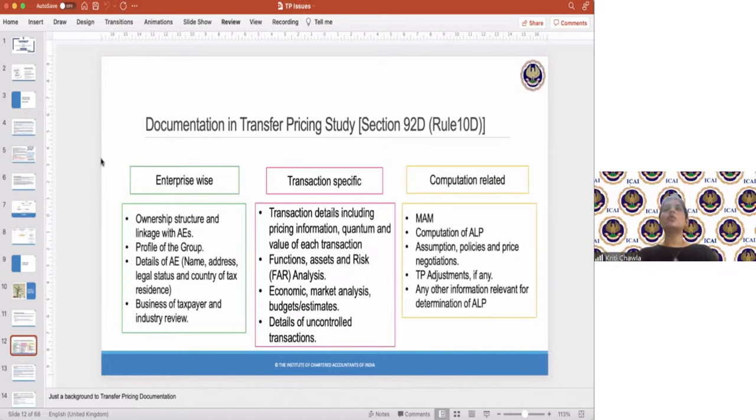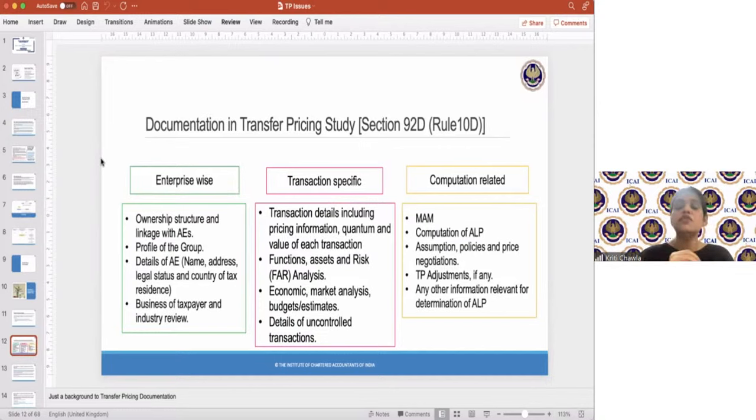Next, you have to provide the profile of the entire group. You'll have to give in detail what my client or my entity does. You'll have to tell them whether they are a manufacturer, and if they are a manufacturer, what kind of product they manufacture. You'll have to put all the information that is given on the website. You'll have to do that in a very, very detailed manner.